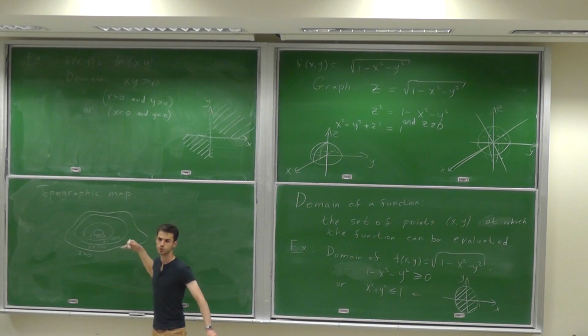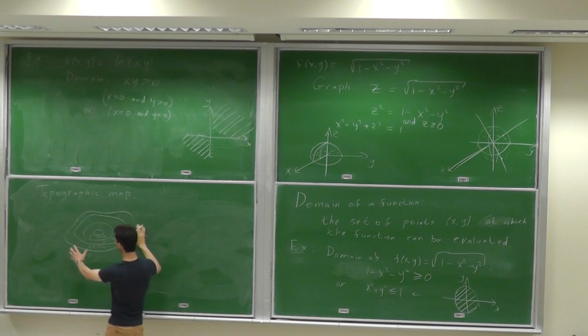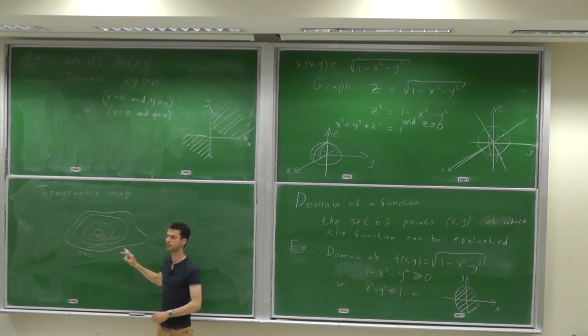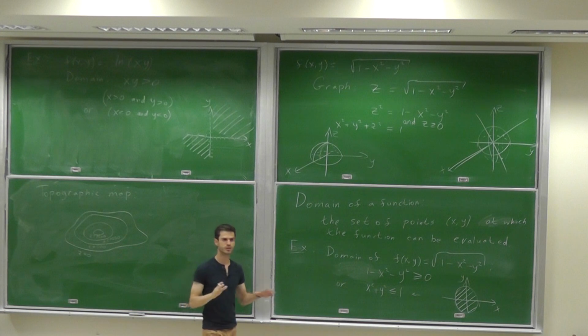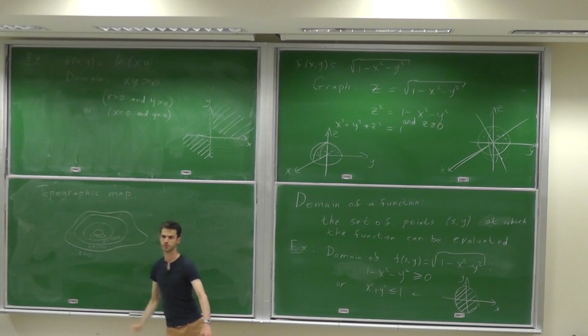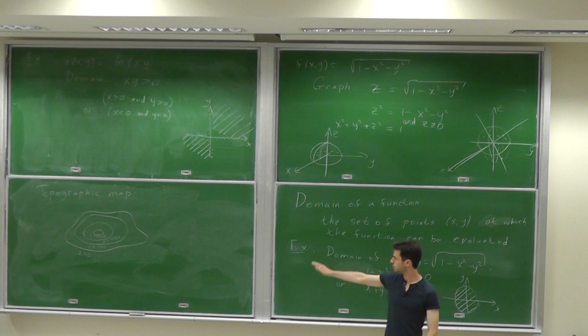On a map, you look at this map and you can tell what it means. You see a mountain, somewhere here is the top of the mountain, and you see the curves where the elevation of the mountain is 0, then 500 meters, then 1,000 meters, then 1,500 meters.